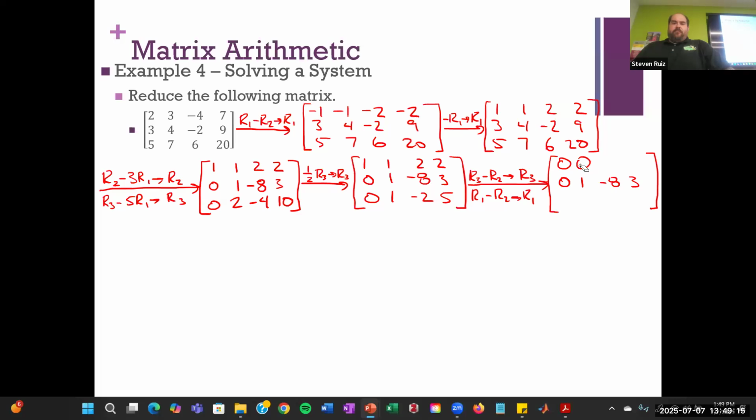What's that? Yeah, I did the operation in the wrong place. I put the right numbers in the wrong spot. Row 3 minus row 2: 0, 6, 2. And then row 1 minus row 2: 1, 0, 10, negative 1.